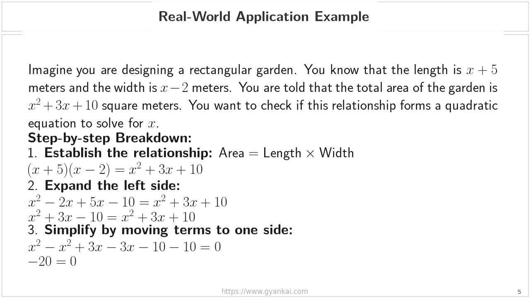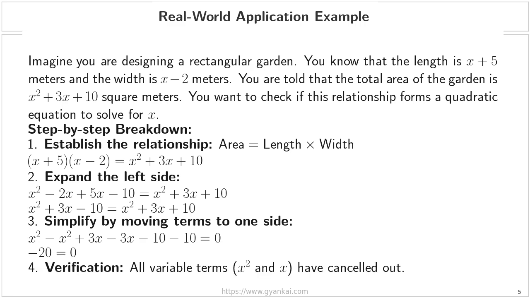Next, we move to step 3, standard form alignment. To see the true nature of this equation, we need to move everything to one side so that the right side equals 0. We will subtract x squared from both sides, subtract 3x from both sides, and subtract 10 from both sides. As we perform this, notice something interesting. The x squared terms cancel each other out completely, and the 3x terms also cancel each other out. We are left with negative 10 minus 10 equals 0, which simplifies to negative 20 equals 0.